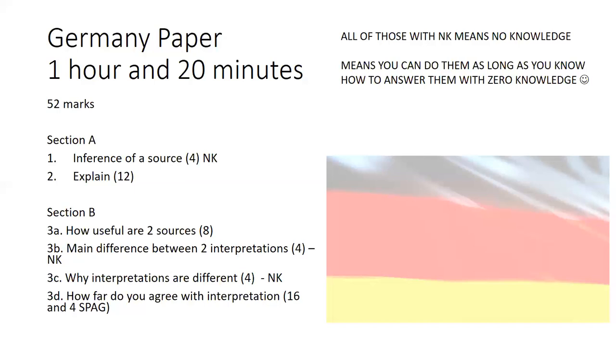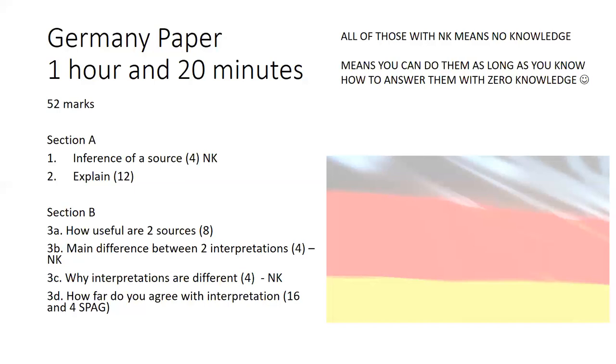So this is a Germany paper. Now, if you look at it very carefully, out of 52 marks, 12 of the marks require no knowledge. So you can grade this paper without knowing anything, which isn't what we're aiming for at all. But it does mean that if you ace the 4 markers, you put yourself in a much stronger position to gain a grade 6 and above on this paper. And that's where we really need to aim for the top, okay?